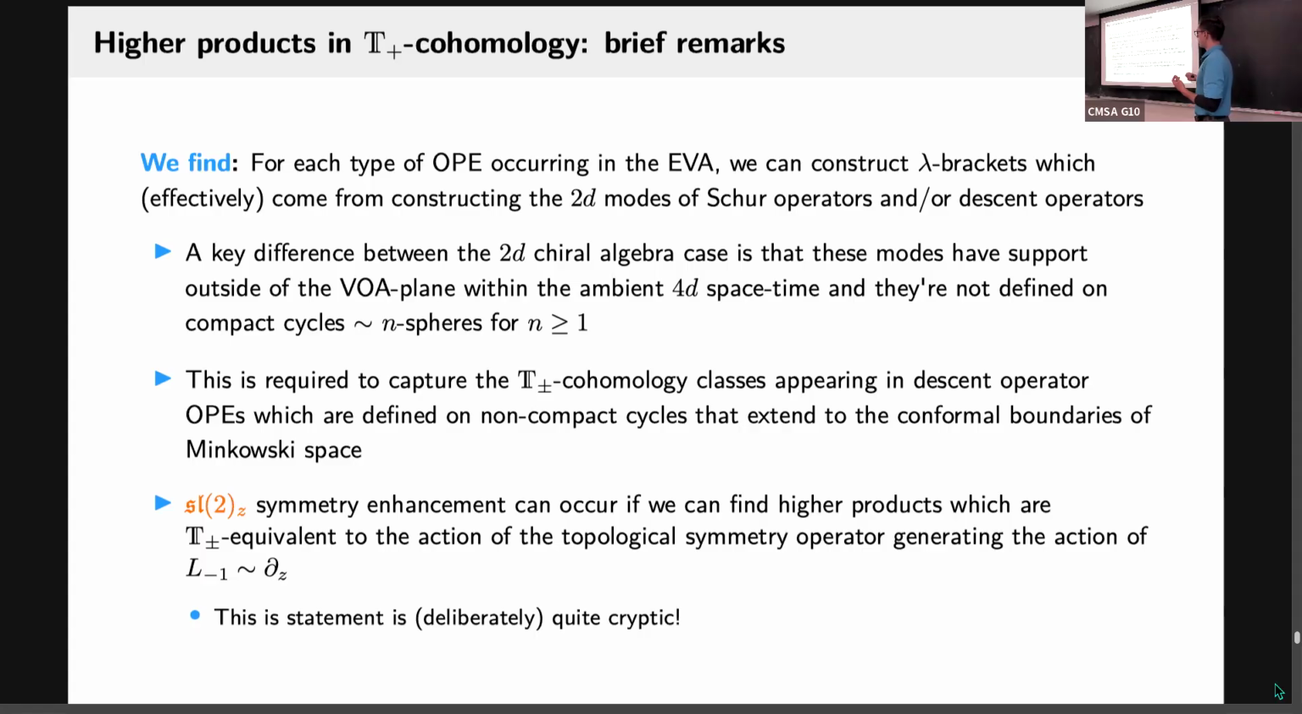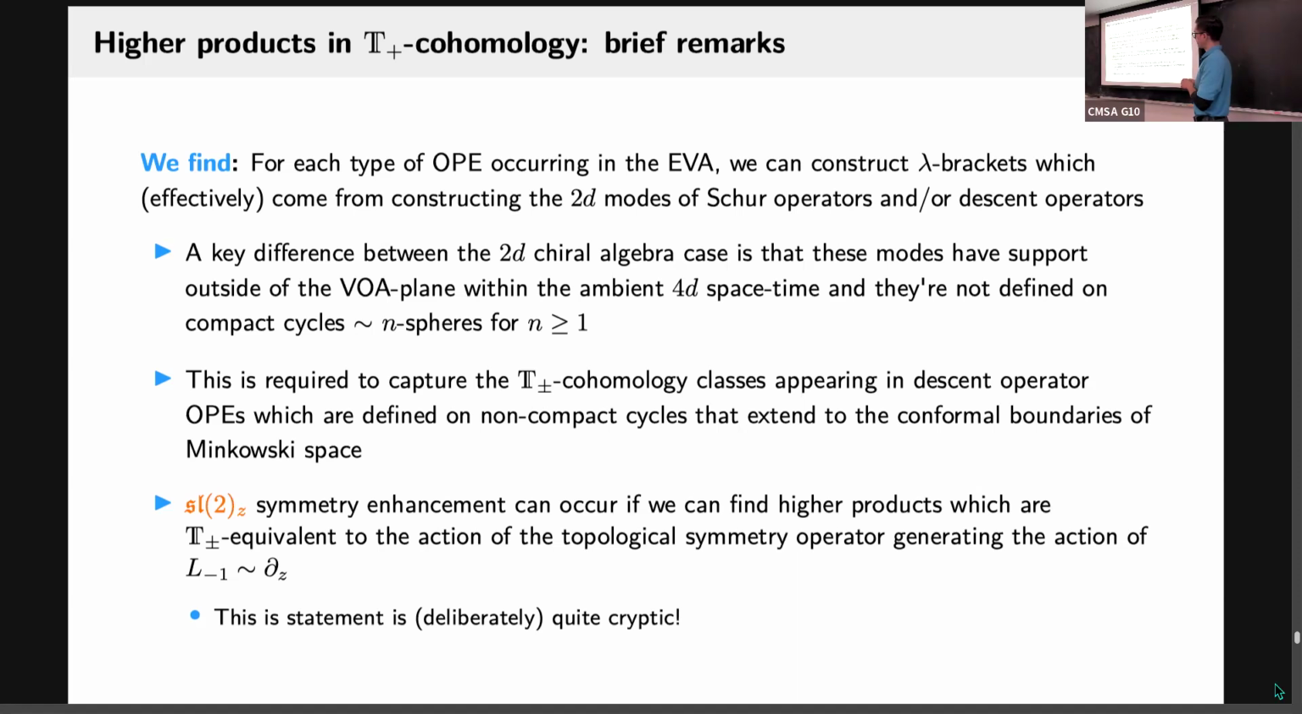But for us, we've already seen, at least in the case of the free hyper, that the things that the extended vertex algebra OPEs close on are more descent operators, which are defined on non-compact cycles. So that means they can't effectively be linked by n-spheres. And in particular, these are non-compact cycles that extend to the conformal boundary of Minkowski space. So the more appropriate notion of a mode in this case is one that's defined on some non-compact cycle, which is just not homologous to an n-sphere.